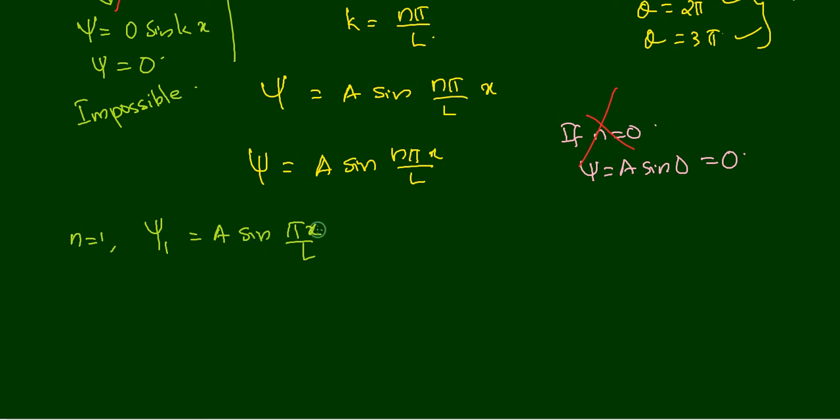When x is equal to 0, and also when x is equal to L, what happens? This psi function will become 0. But in between, the psi function has definite values. Therefore this is an acceptable wave function.